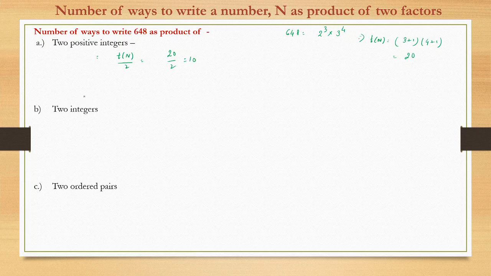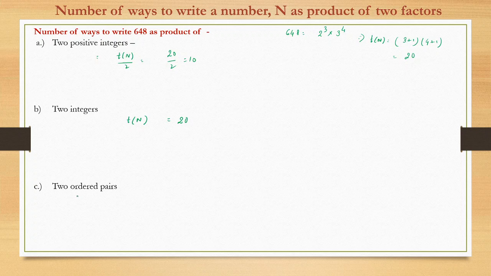Similarly, if the question was to find the number of ways of writing 648 as a product of two integers, two integers means these are not only positive integers. Now it can have negative integers also. So it will be simply tn, not tn by 2. So that will be 20 cases.